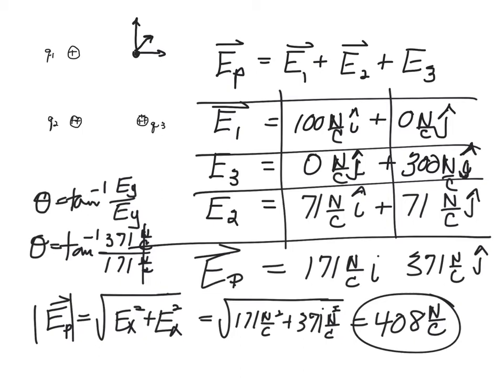Actually, we're not done. This is parts A through C. Now we're asked for this arrangement, this square arrangement, to actually calculate the potential here. So let's do that.